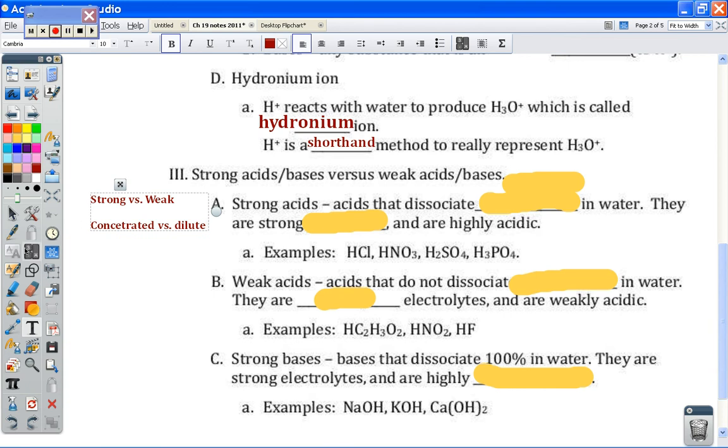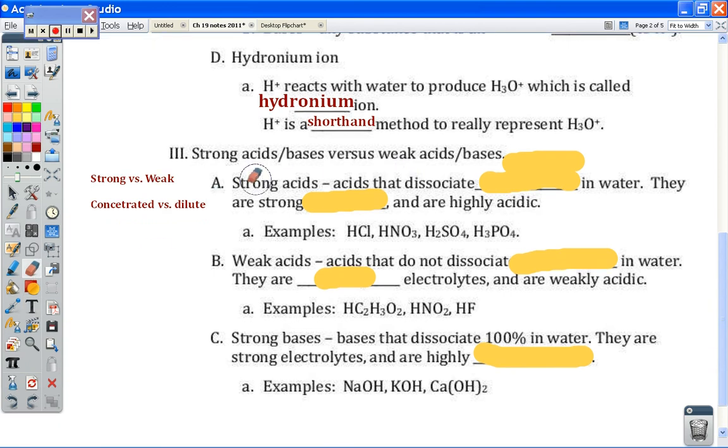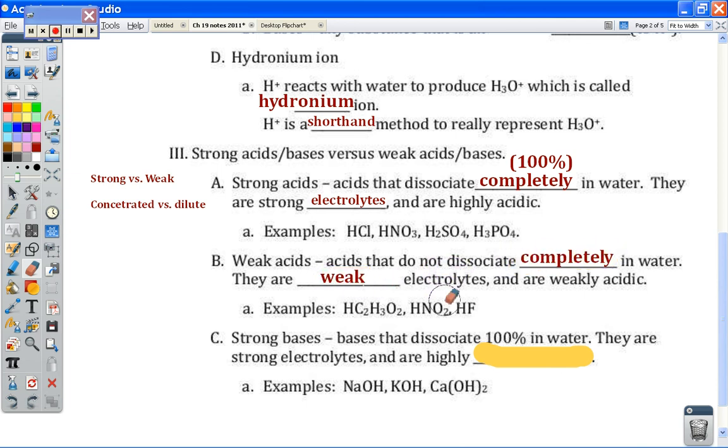We're going to start with strong acids. A strong acid, or a strong base for that matter, dissociates completely, or 100%, in water. Okay, they are strong electrolytes, and they are highly acidic. Now weak acids are those that don't dissociate completely in water, and they are weak electrolytes, and they are weakly acidic.